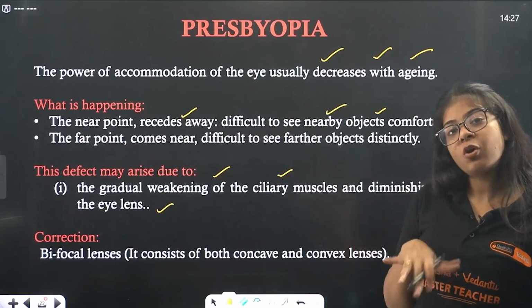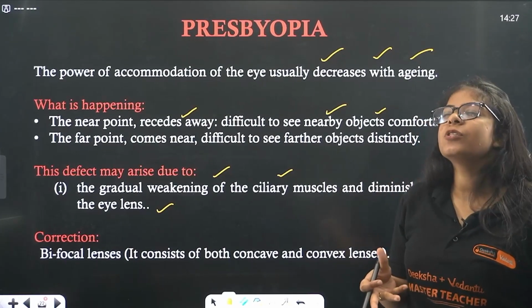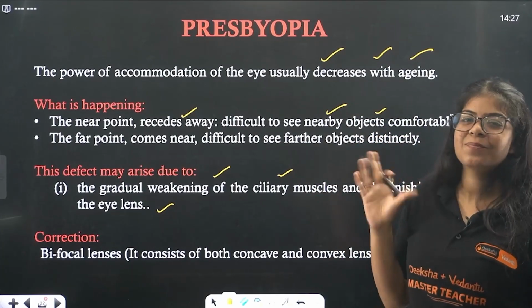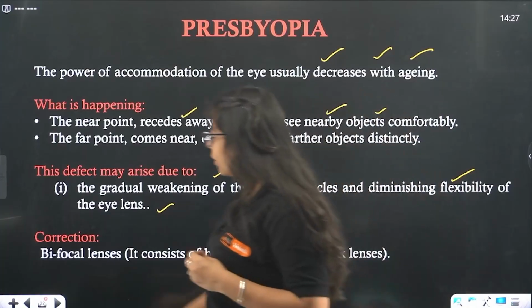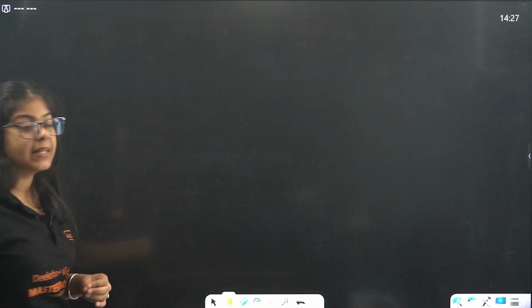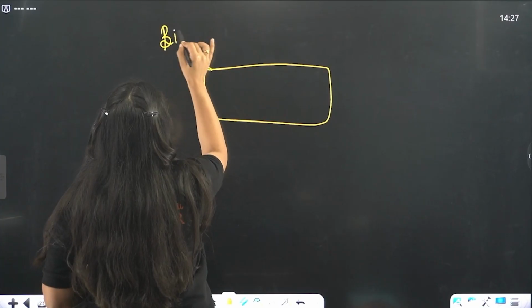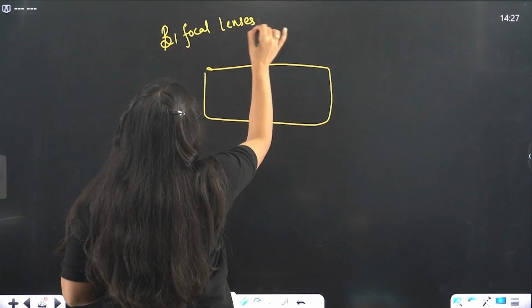We use concave lens, convex lens, every time we change our specs. When we need to see far away, we put concave lens. When we need to see nearby objects, we put convex lens. That's not the case. So, scientists have come up with a very beautiful thing, and that is bifocal lenses. What are these?